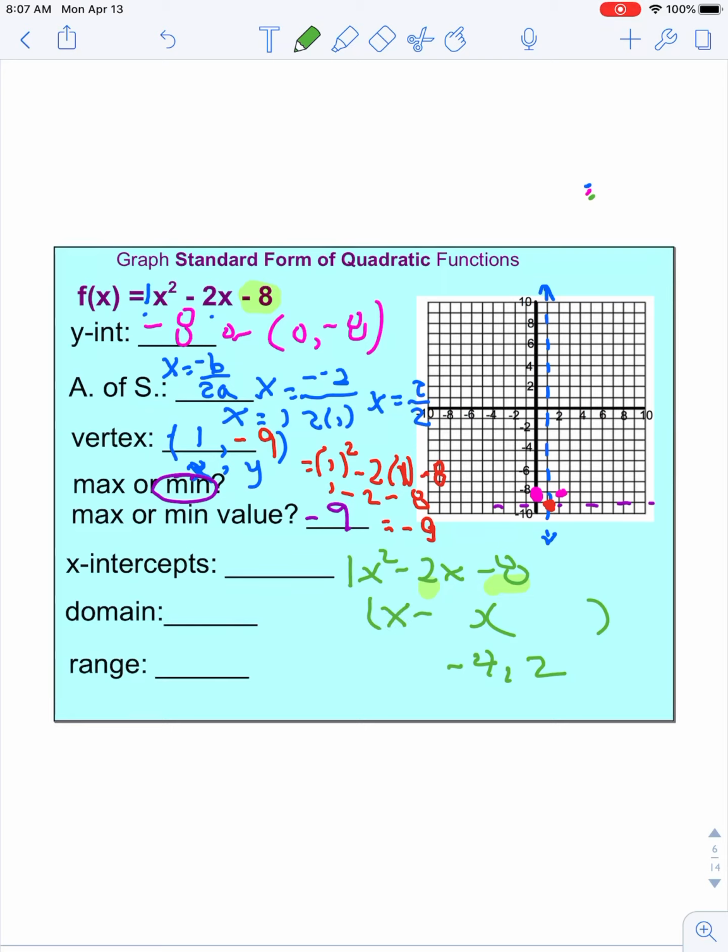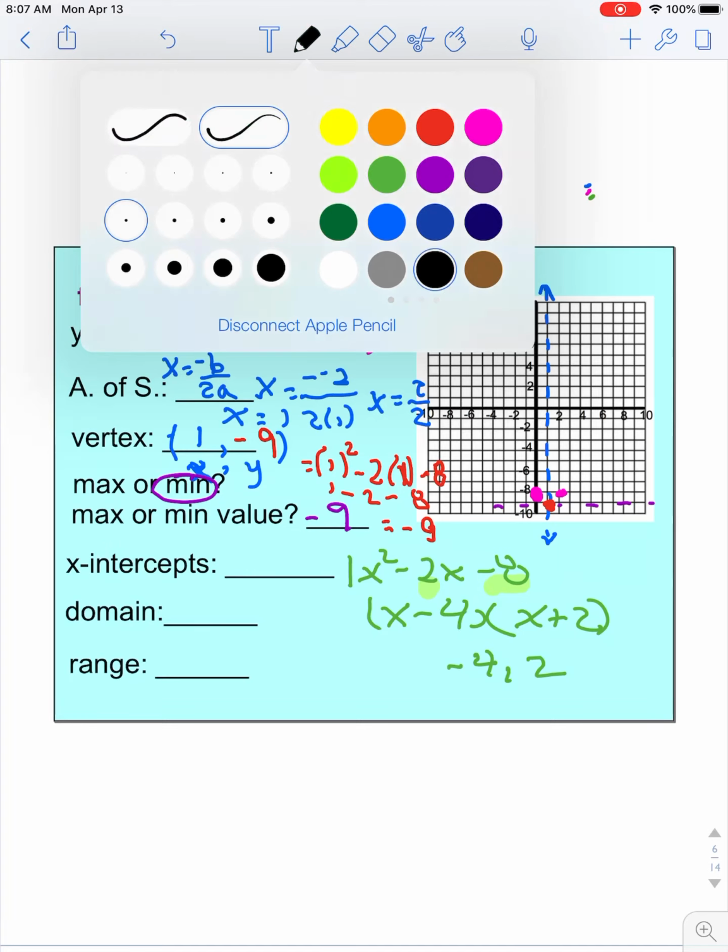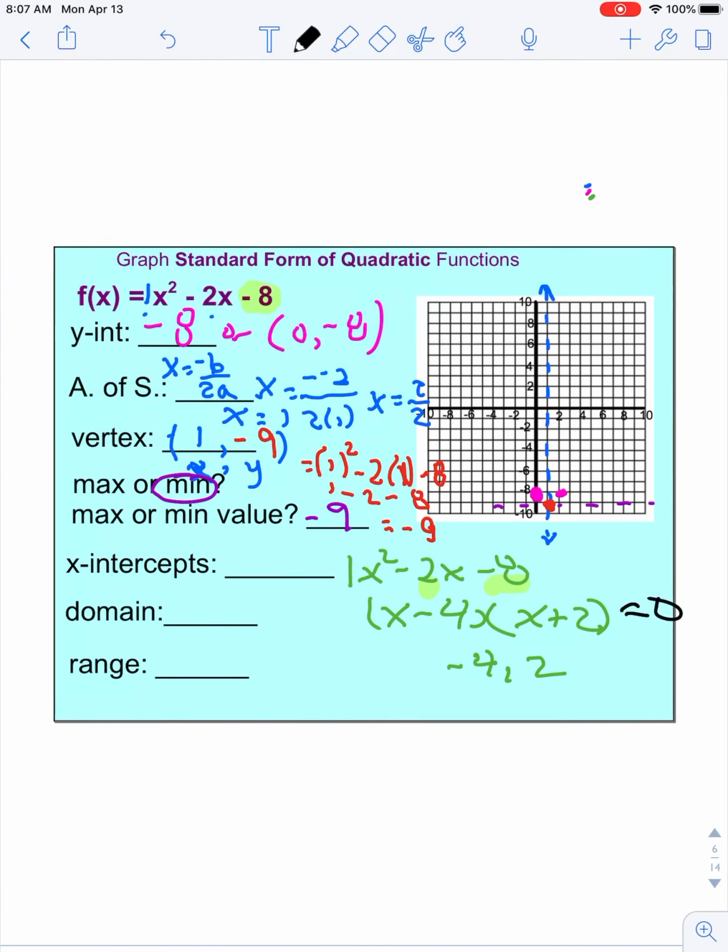Those are the numbers that go in the parentheses with my x's. But that doesn't give me the values. I actually have to solve this by setting it equal to 0. So what that means is I'm trying to find out when is x minus 4 equal to 0 and when is x plus 2 equal to 0, because the zero product property says if two things multiplied together equals 0, one of them has to be 0.